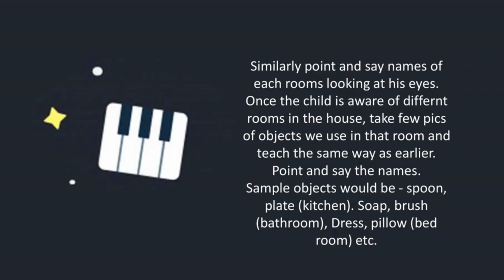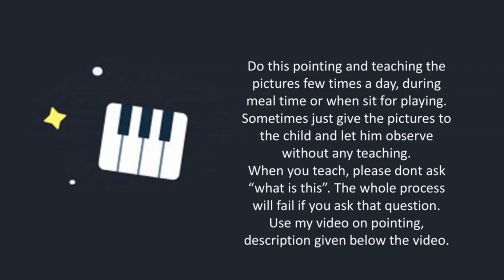Once the child is aware of different rooms in the house, take a few pics of objects we use in that room and teach the same way as earlier. Point and say the names. Sample objects would be spoons, plates, soap, brush, dress and pillows from the respective rooms. Use pointing and orient the child in the same way. Do this pointing and teaching with the pictures a few times a day, during mealtime or when you sit for playing. Sometimes just give the pictures to the child and let him observe without any teaching.